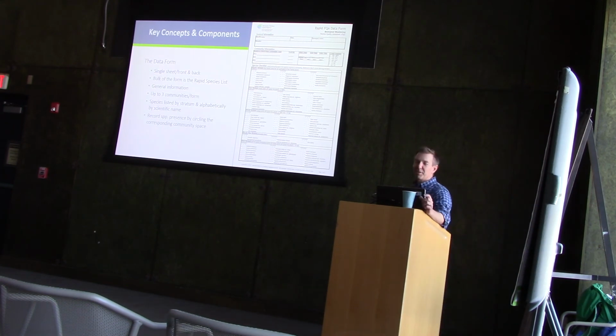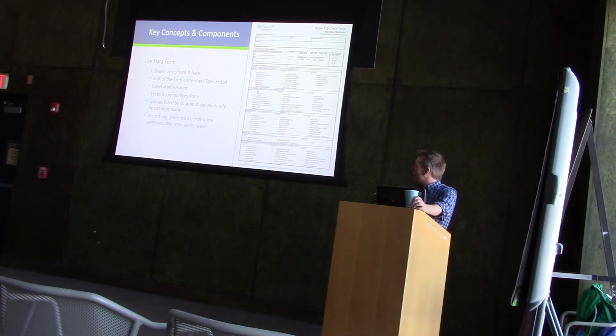So the hallmark of any good RAM is a really easy to use data form, right? Hopefully. So we try to make it so it's just one front and back sheet of paper, and you can put 3 communities' worth of data on that. And so the way it's organized is, you've got your basic header information. You number your communities in here. Let's say you go to a site and you say there's fresh meadow here. You can throw it into the number 1 slot.